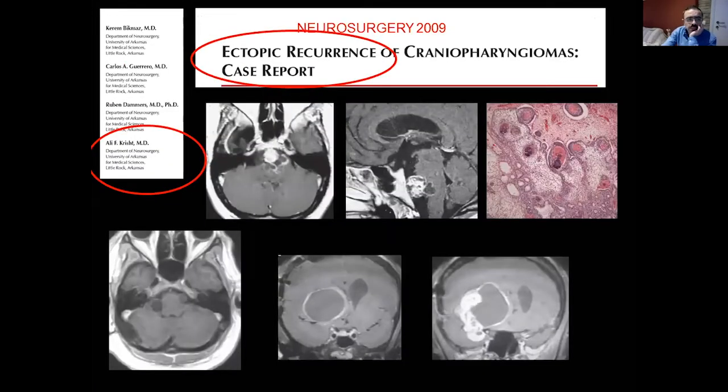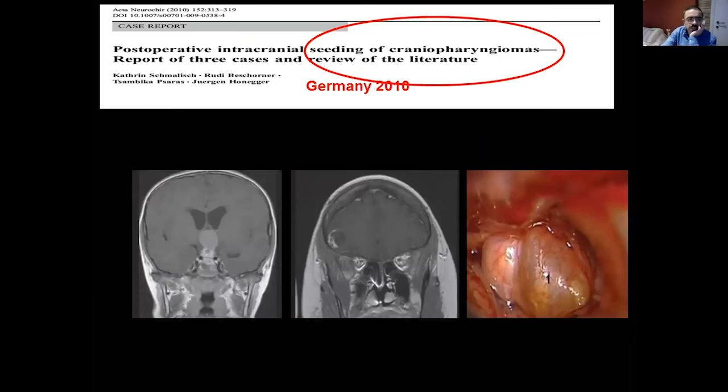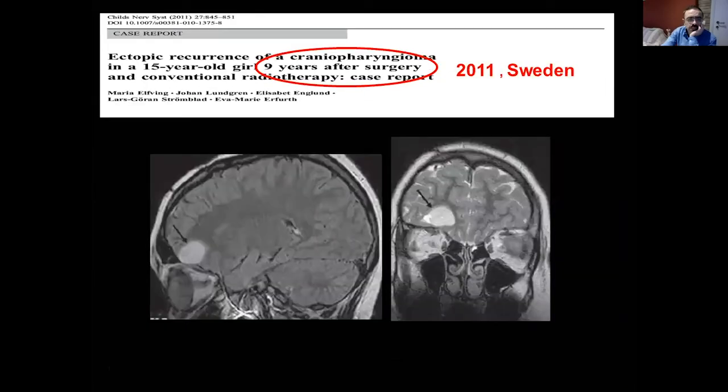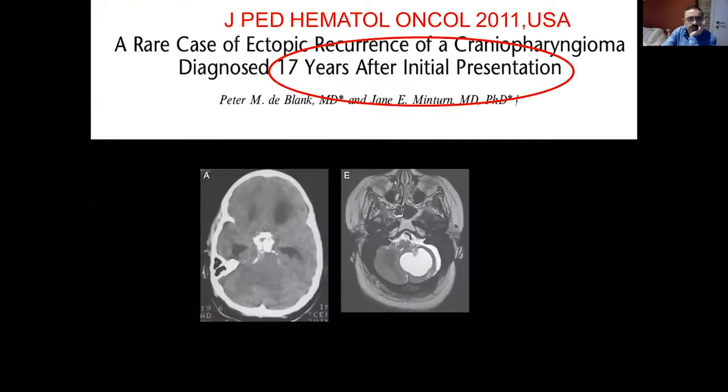Another ectopic case, again from the group of Valleycrest and Little Rock, Arkansas, and you can see the seedling. The brainstem, the thalamus, everywhere. Ali is from Lebanon, he works in Little Rock. From Germany, this tumor, and this is the recurrence. Finland, this is the tumor removed, this is the recurrence. Sweden, 9 years after surgery, there is a frontal recurrence, frontotemporal. Another paper in the Journal of Pediatric Hematology Oncology from USA, 17 years after initial presentation.